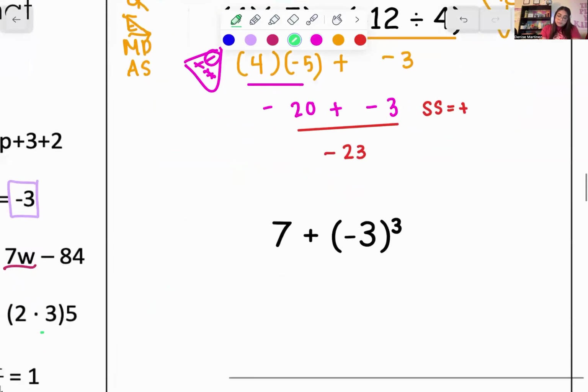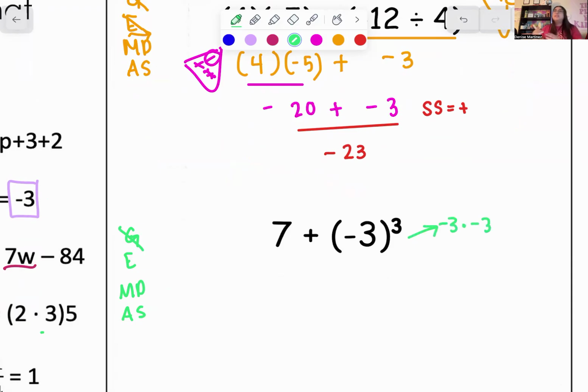Next one, same thing, another GEMDAS problem. So I don't have any grouping. I do have exponents. And remember, in class, I said I want you to write it out because it's not -3 times 3, because then you would get -9 and your whole answer would be wrong. Take the couple of seconds it takes to write it out to show us -3 times -3 times -3.